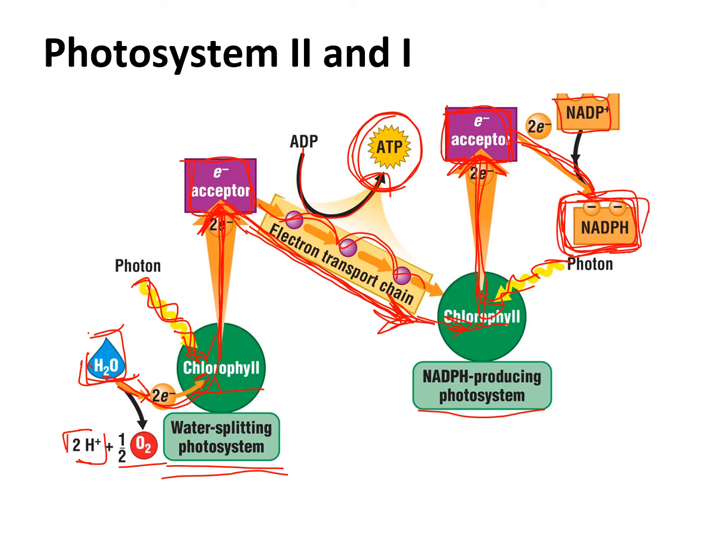And so this is why water is required for photosynthesis. It's required to provide electrons for the light reactions, for this whole process. And again, the waste product of splitting water to remove those electrons is going to be oxygen.